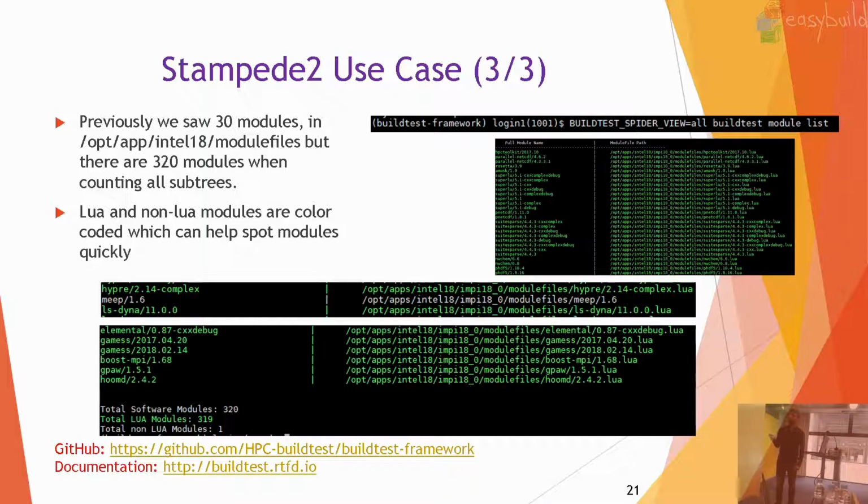There is a command called buildtest spider view. You can change it in the configuration, or you could set it on the command line, and you can say buildtest spider view equals all, and it will show you a really long table. At the end, you see 320 modules. All the stuff that you see in green are Lua modules. Stuff that you see in white are non-Lua, so it also helps to troubleshoot that. So it's just a way of how Buildtest represents the data.